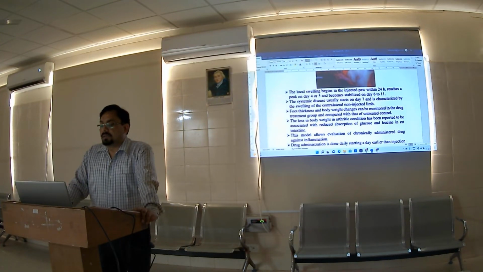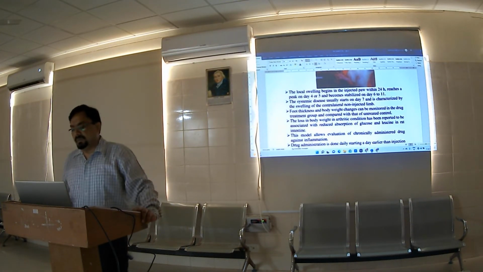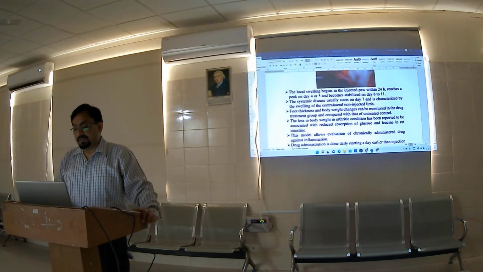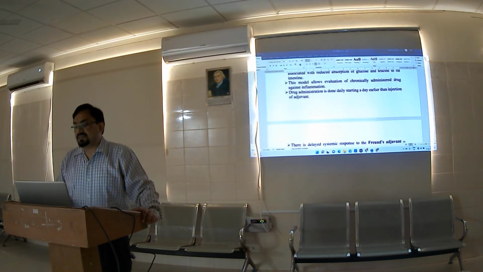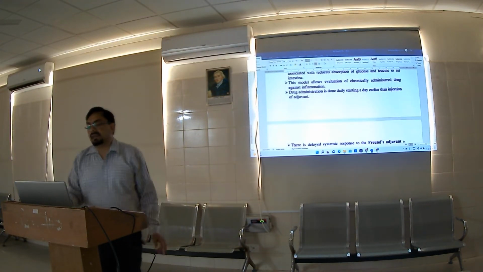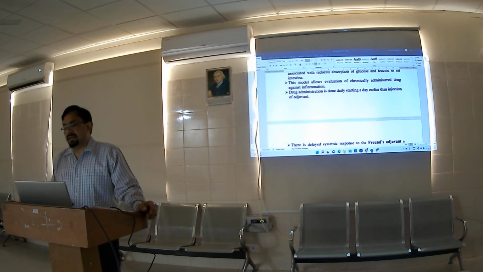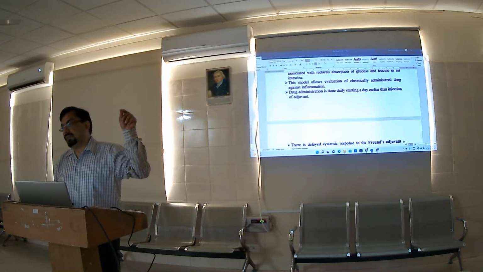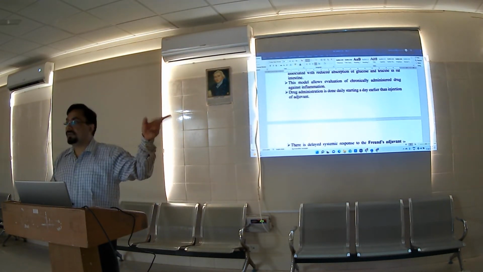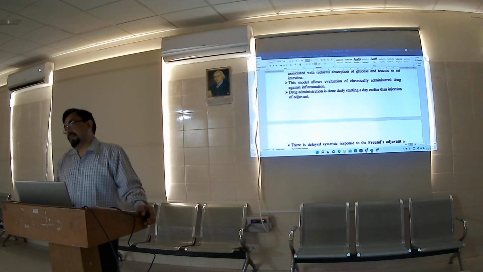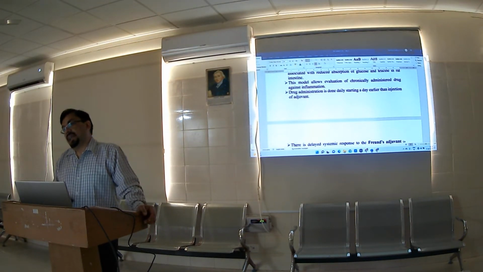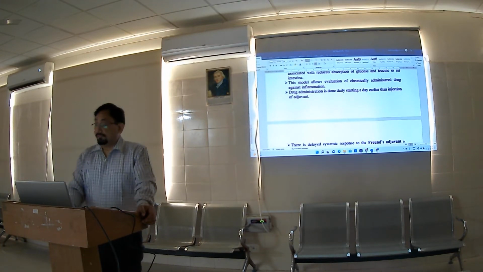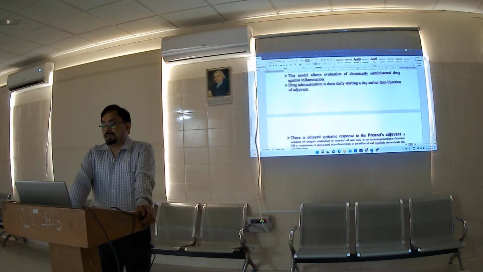This model allows evaluation of chronically administered drug against inflammation. Drug administration is done daily, starting a day earlier than injection of adjuvant. So the day when we give adjuvant, prior to that day, the testing material has to be injected for the evaluation, and we keep on continuing.